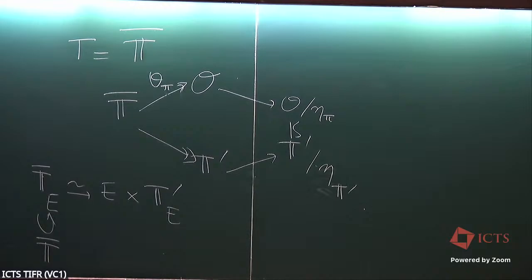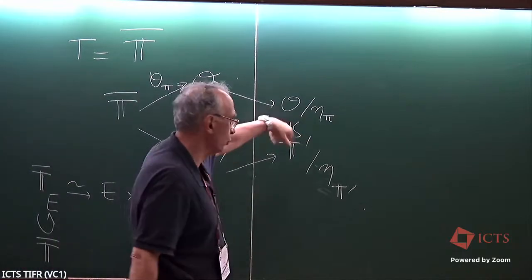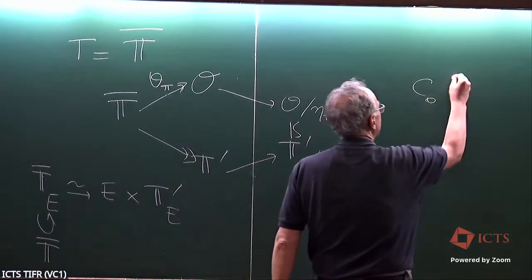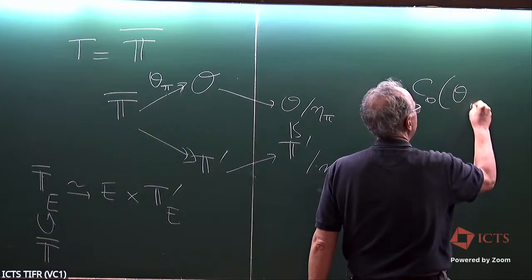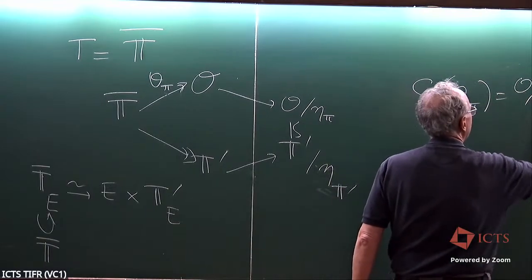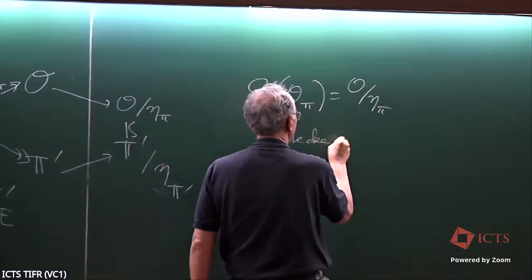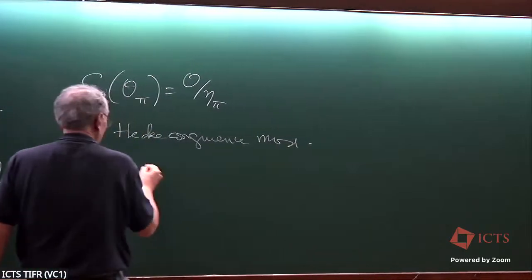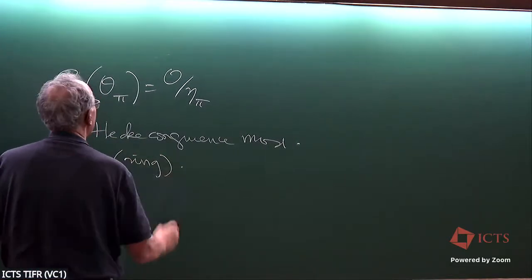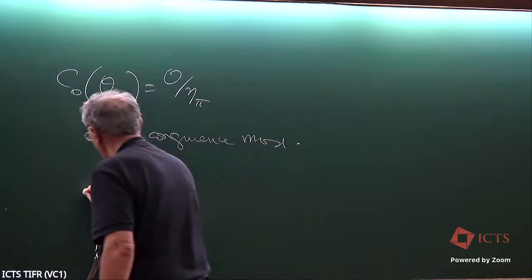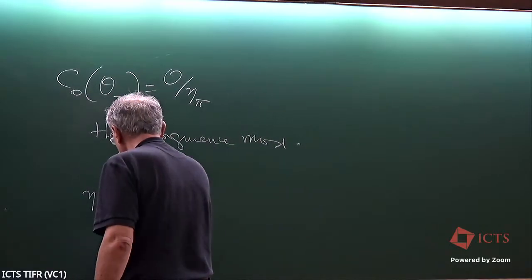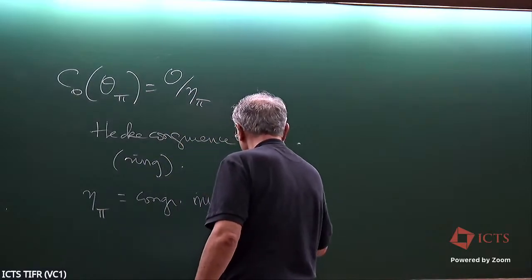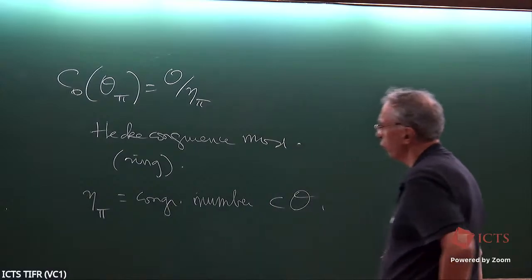Also, this object is called the Hecke congruence module, but it's a ring, actually, as you can see. It's denoted C0 of theta pi. This is O modulo eta pi. This is the Hecke congruence module, which is a ring. And eta pi is the congruence number, it's an ideal. Well, it's an ideal in O.